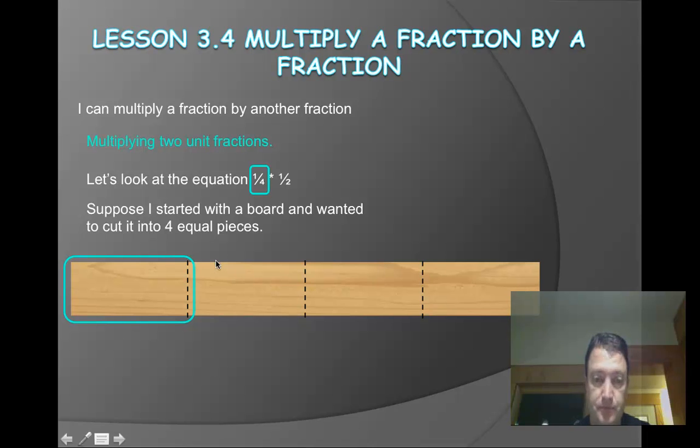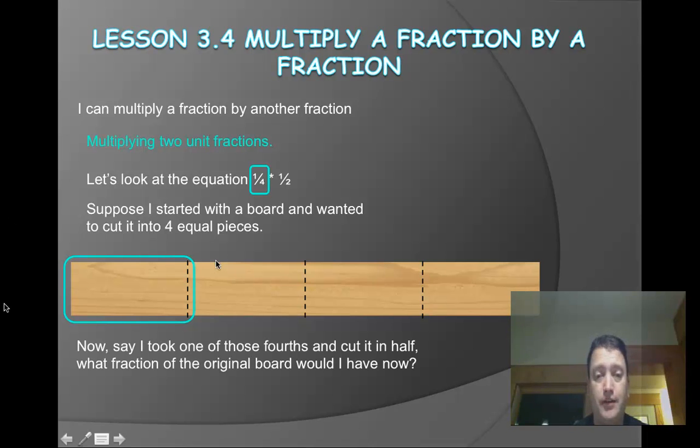Now that I've got it cut into fourths, let's say I took one of these fourths and cut it in half. What fraction of the original board would I have now? If I cut this in half, I need to know what fraction this portion is of the whole board. I find it helpful if I just cut the rest of those sections in half as well, so I have a good visual. So now I've got 1, 2, 3, 4, 5, 6, 7, 8 of those. If I take one of these sections, I'm taking 1 out of 8, or 1/8. So the answer to the multiplication problem, 1/4 times 1/2, equals 1/8.